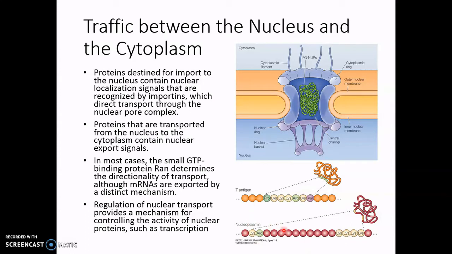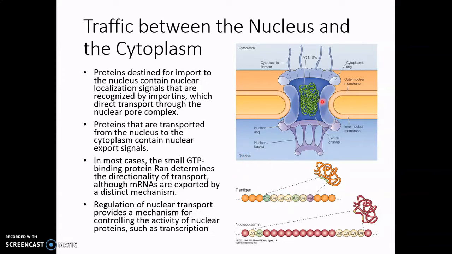So this is going to be the first example of using tags of a specific amino acid sequence in order to facilitate a job. And we'll see this occur again and again on different proteins. A lot of proteins will have a tag on the front indicating where it's supposed to end up. And this is just simply another example of that. This sequence is just telling it to be imported into the nucleus.